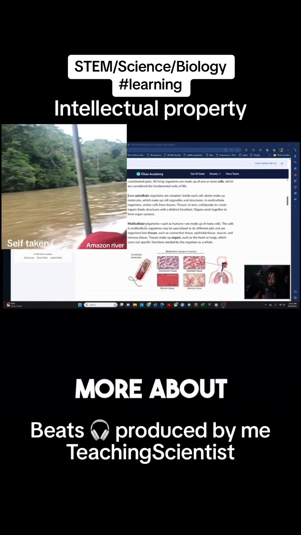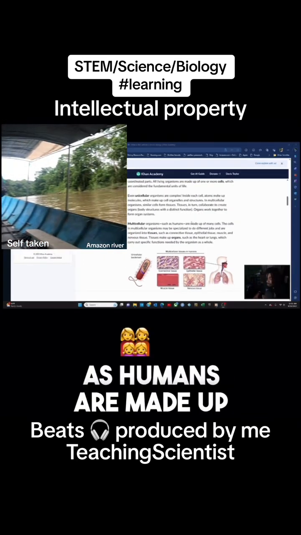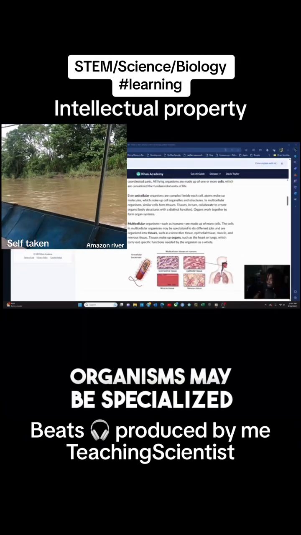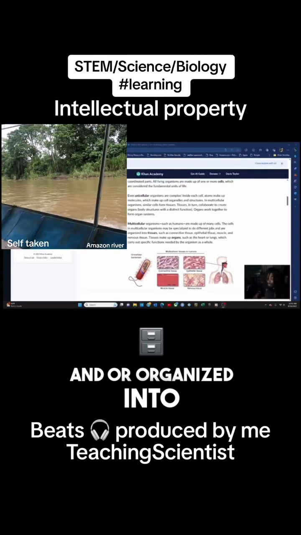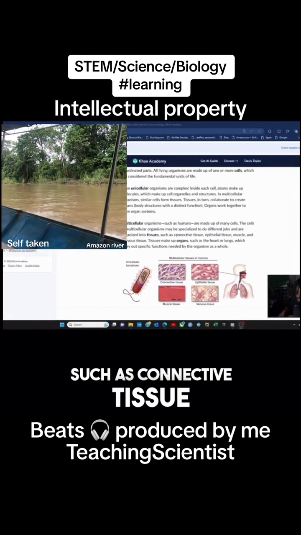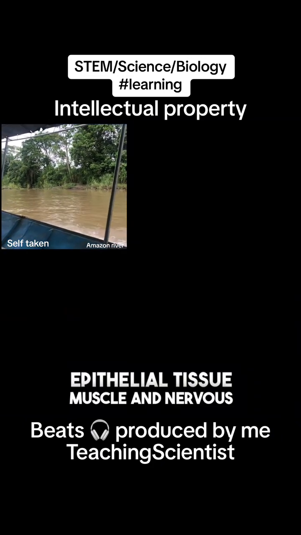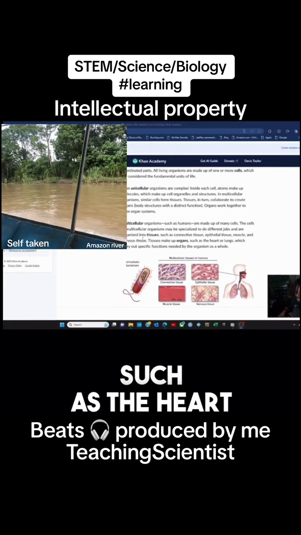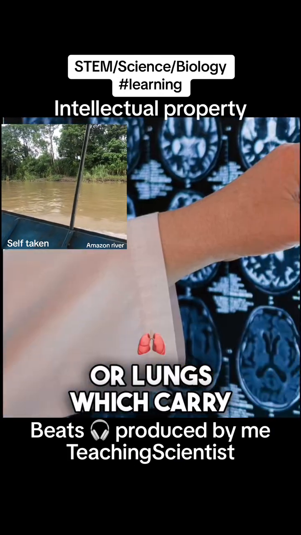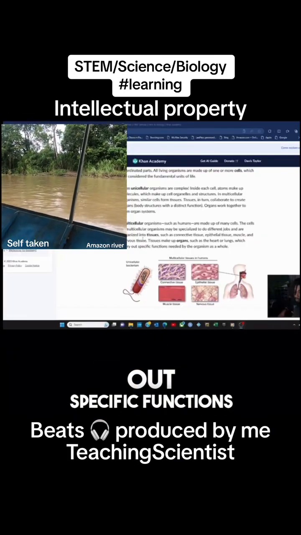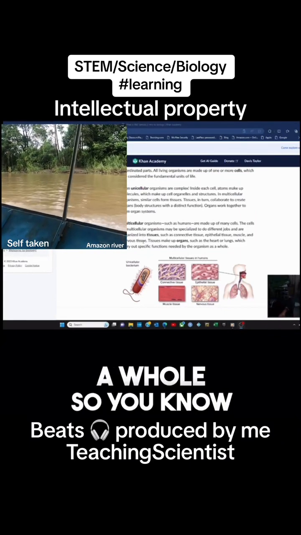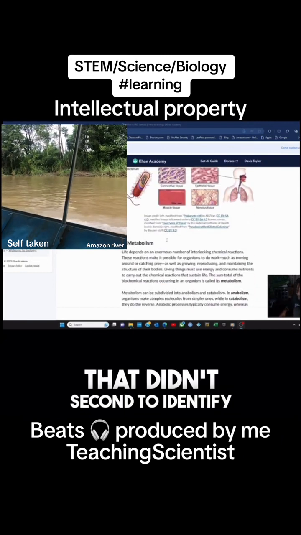And it talks a little bit more about multicellular organisms. And it says, such as humans are made up of many cells, right? The cells in multicellular organisms may be specialized to do different jobs and/or organized into tissues, such as connective tissue, epithelial tissue, muscle, and nervous tissue. Tissues make up organs, such as the heart or lungs, which carry out specific functions needed by the organism as a whole. So, for people that knew, for people that didn't.